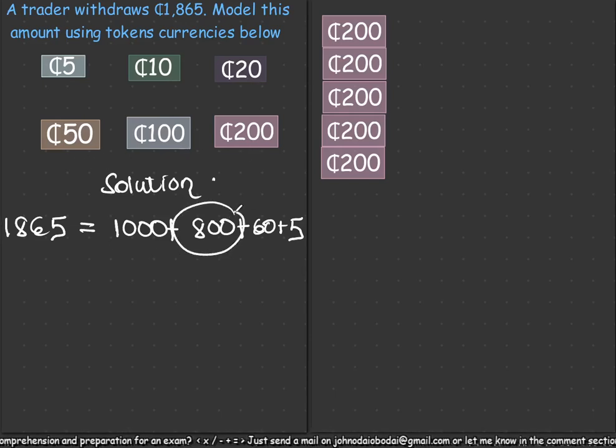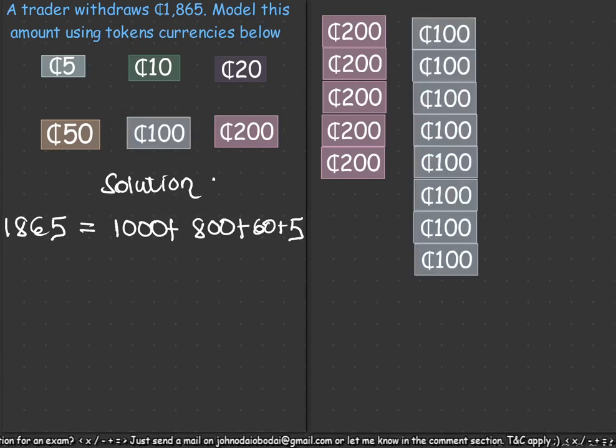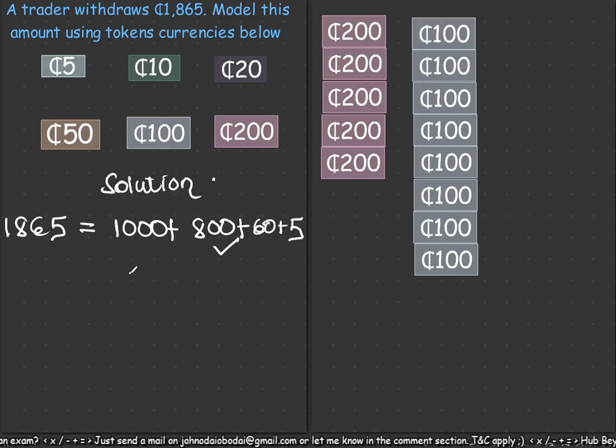So for my 800, all I'm going to do is pick my 100 CDs and get 8 of them. So we have 1, 2, 3, 4, 5, 6, 7, 8. So this here is my 8. That will represent my 800 CDs. It is important we put our currency here as well so that we know what we are doing. Okay, so we are done with the 800 CDs.